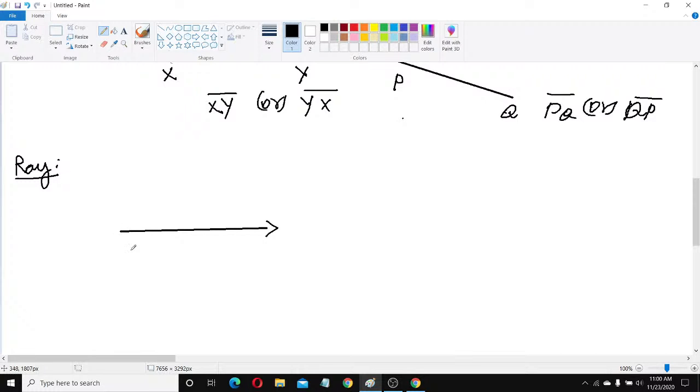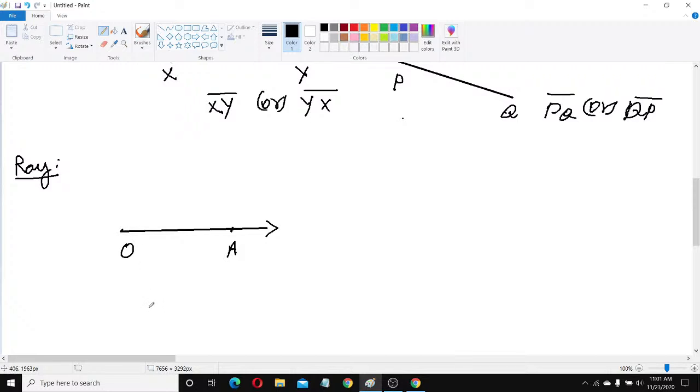Now I will name the starting point as O. Here I will mark another point, A. You can draw unlimited number of points on the ray, but I am marking here the point A on the ray. A is lying on the ray. O is starting point of the ray or initial point of the ray.